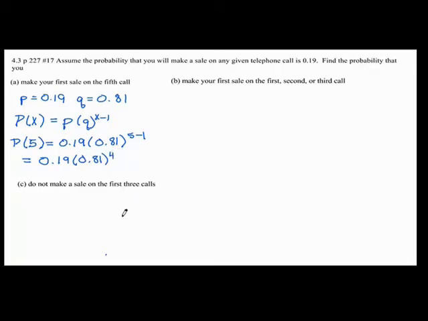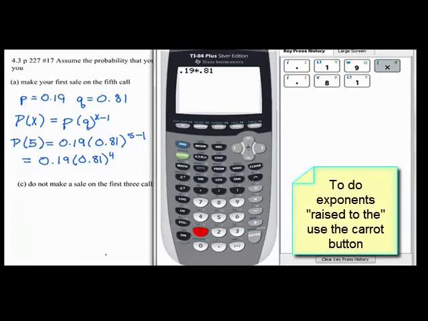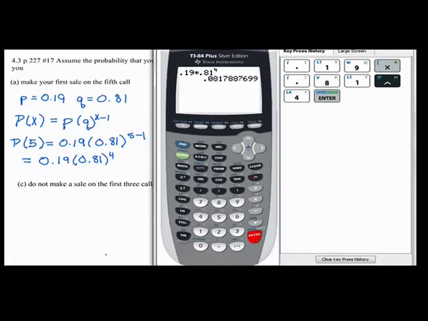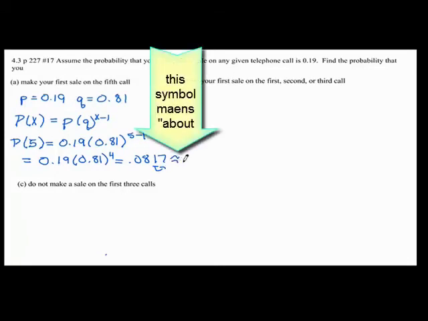Well, let's see how we do the exponents here. I'm not sure if you're familiar with that, so let's get out our calculator. We're going to type 0.19 times 0.81. Now to do your caret, this is the caret button here, you're going to raise it to the fourth power. We're going to end up with 0.0817. So we're going to round that off correctly. We're going to go with 3 decimal places, so this gives us about 0.082.